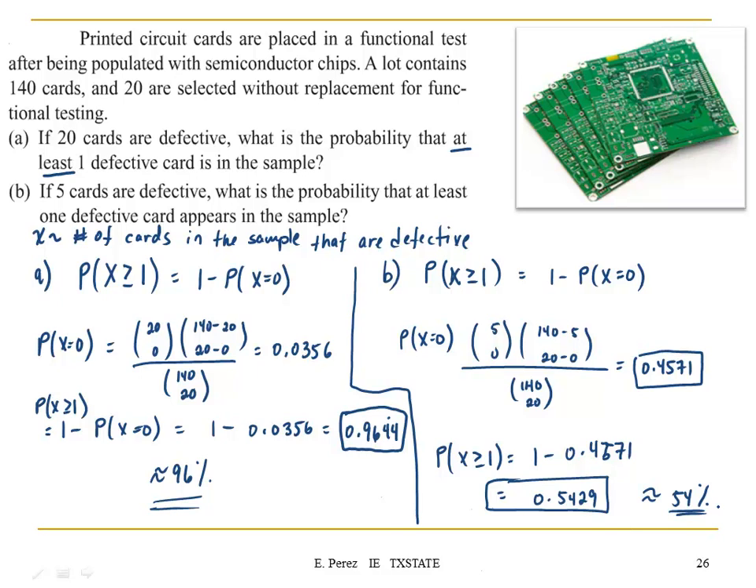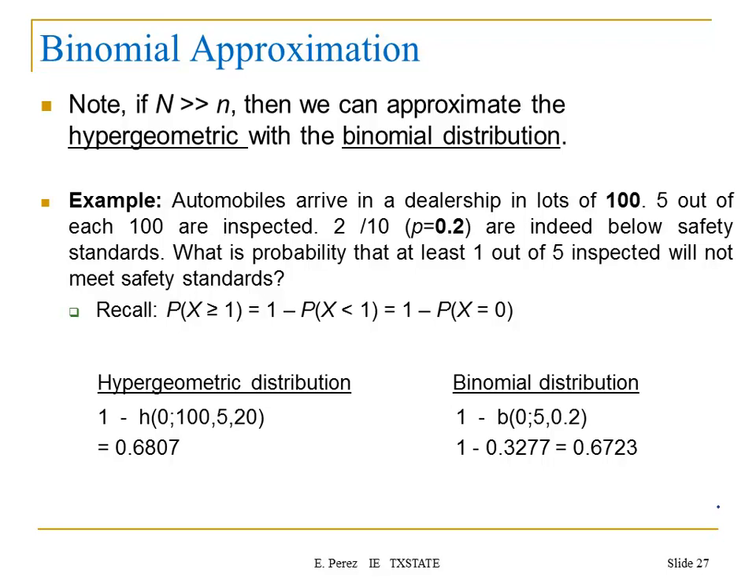Okay, so the last thing for this part of the lecture, or for this distribution, is to understand that you can also approximate the hypergeometric with the binomial distribution. And that only applies when N is way bigger than the sample that you select. So you have 1,000 and you're selecting 5, for example. Then we can approximate the hypergeometric using the binomial distribution, and this is an example.